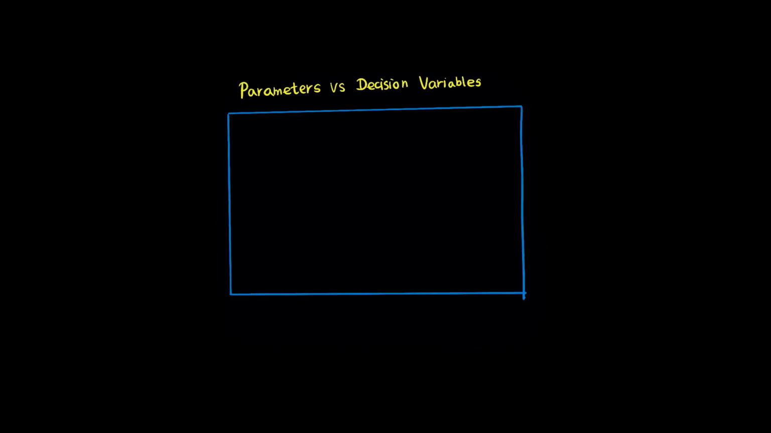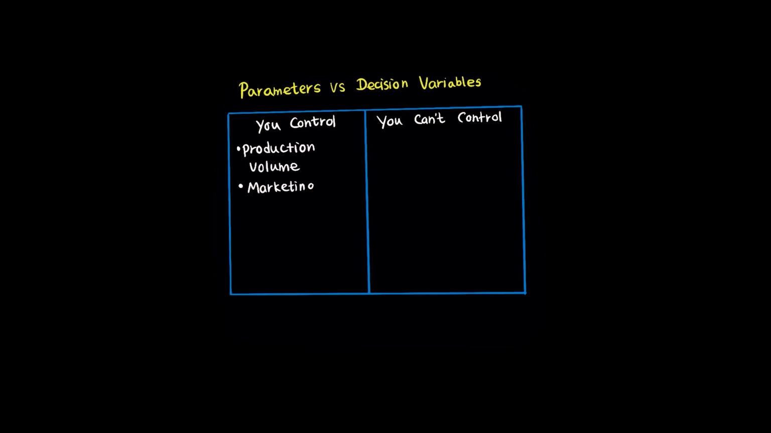Let's distinguish parameters from decision variables with a concrete example. When planning production, some things are under your control and others aren't. You decide production volumes, make 1,000 or 10,000 units. You choose marketing budgets. You set inventory quantities. These are decision variables because you control them.